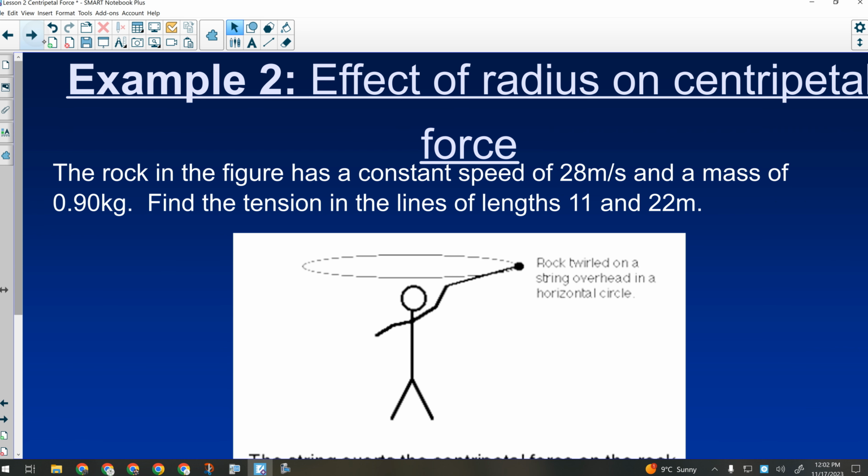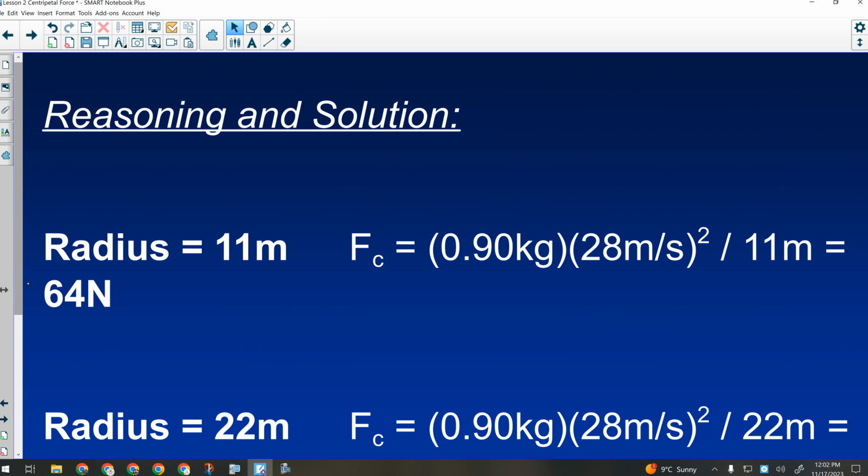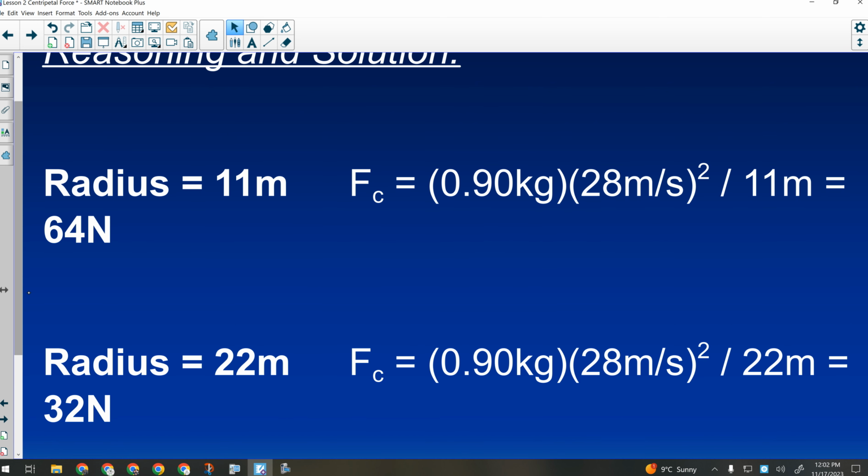And we can see that here, where they do the calculations for the same thing: that 0.9 kilogram mass, moving at 28 meters per second on an 11 meter line, gives us 64 newtons worth of force. That's the short line. If I increase that radius to 22, the force is cut in half. So it looks kind of like this.